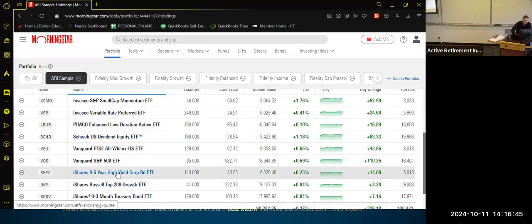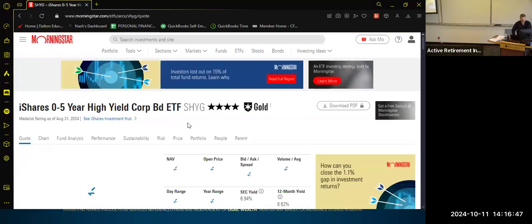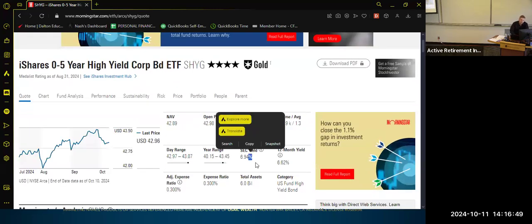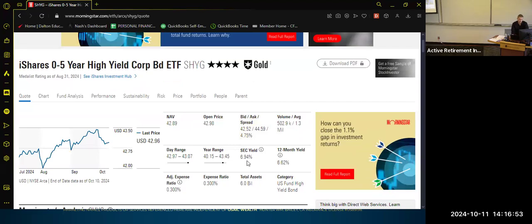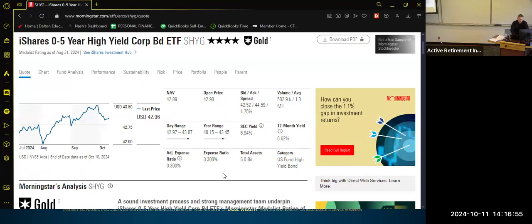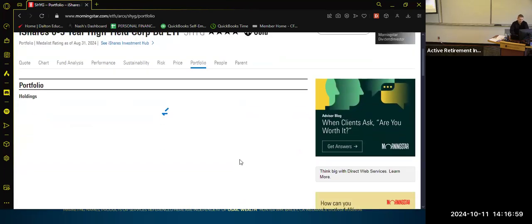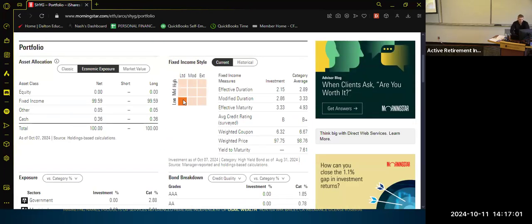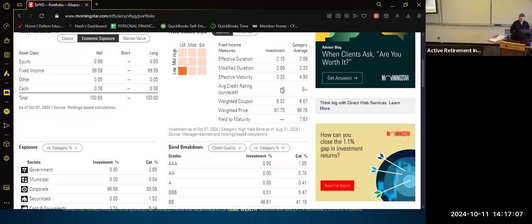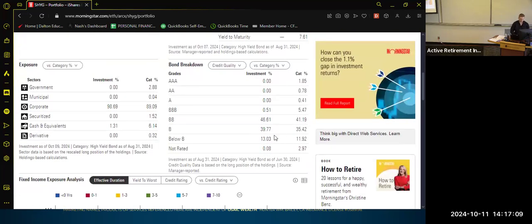And then we'll take a look at the high yield so you can kind of see the difference. And see here, we're getting that SEC yield of 6.94%. That's why I'm actually all right taking this fund, because it's got such a higher yield. Now, that does mean that if I go to the portfolio, we see that these bonds, while they're low duration, effective duration still 2.15, we can see that their average credit rating is a good amount lower. You can see this right here.